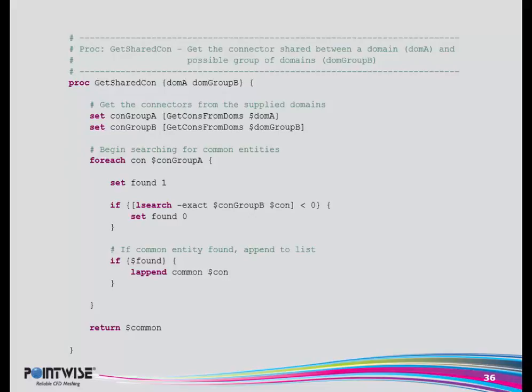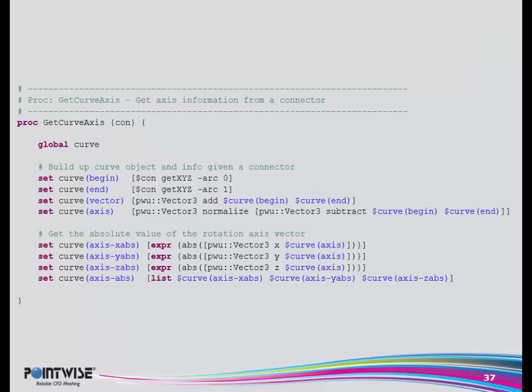Okay, this procedure gets the shared connector. So I give it a domain, and then I give it a group of domains. So I give it one of my baffle domains, and then I give it the tank domains, and what it returns is the shared connector. Okay, and that shared connector would again become my rotation axis, which is what this proc does. You'll notice I'm creating an array called curve. You'll notice that I've also globalized that array so I can pass it in and out, because there's a lot of information that I need. I pass in my connector, and ultimately what I get out of this is an array that contains my rotation axis. So that's all that proc does.